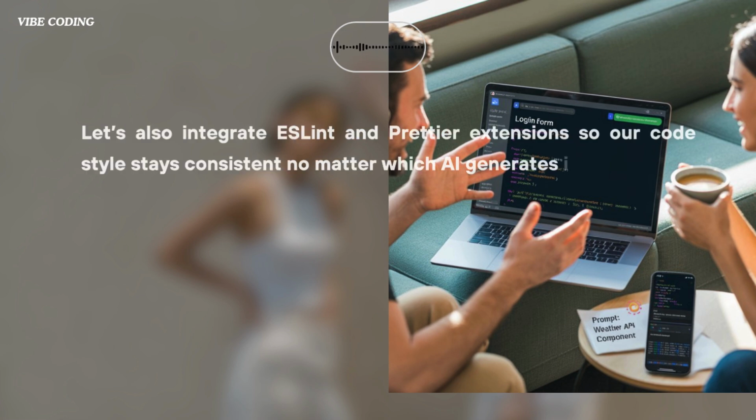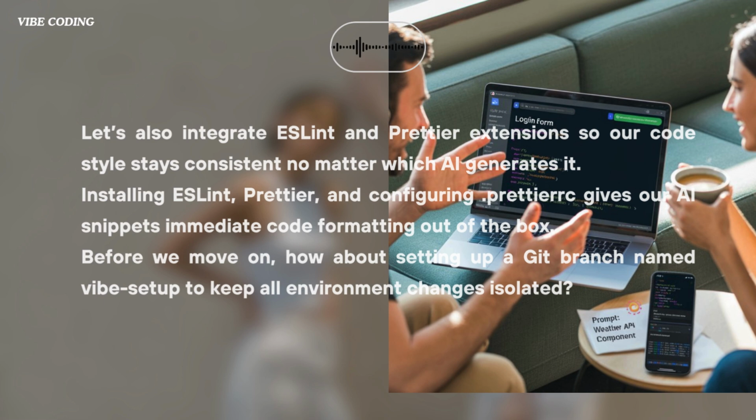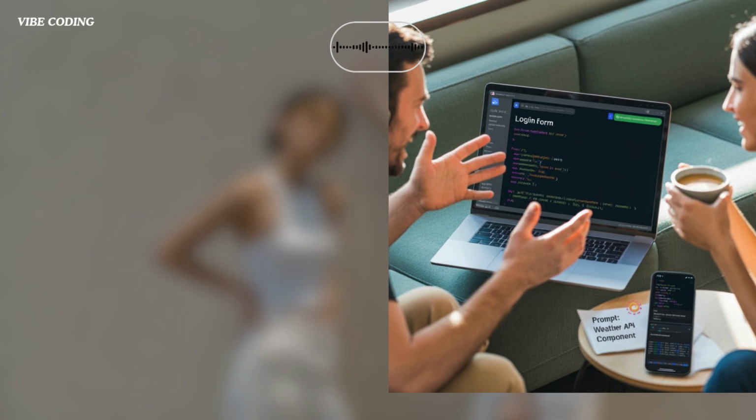Let's also integrate ESLint and Prettier extensions, so our code style stays consistent no matter which AI generates it. Installing ESLint, Prettier, and configuring .prettierrc gives our AI snippets immediate code formatting out of the box. Before we move on, how about setting up a Git branch named vibesetup to keep all environment changes isolated?